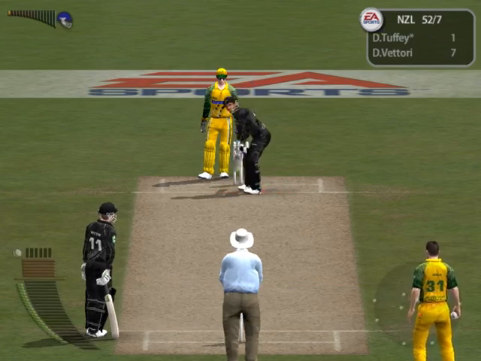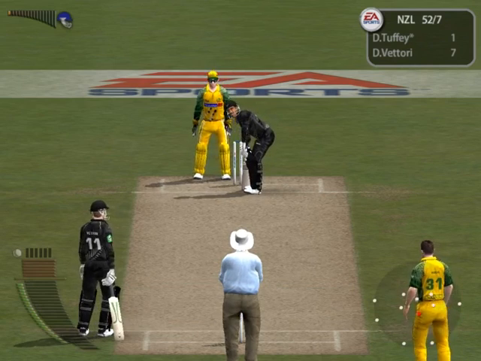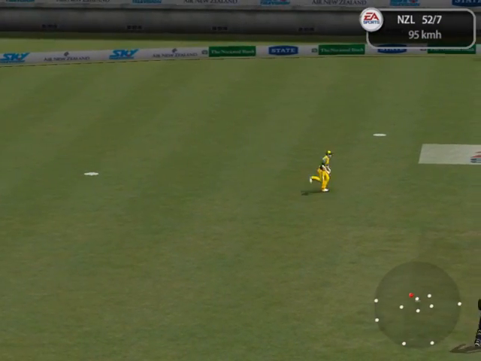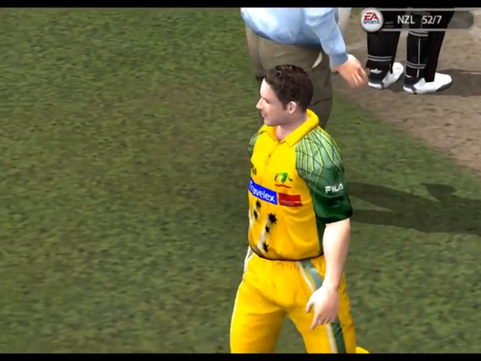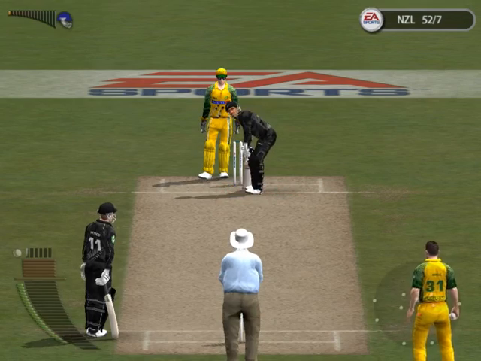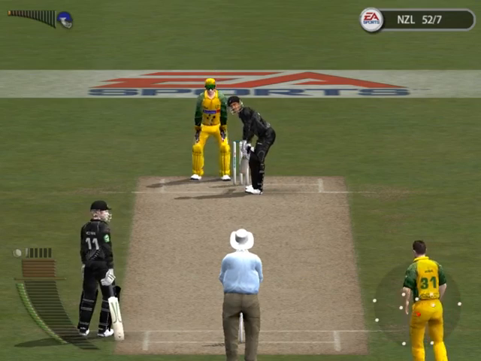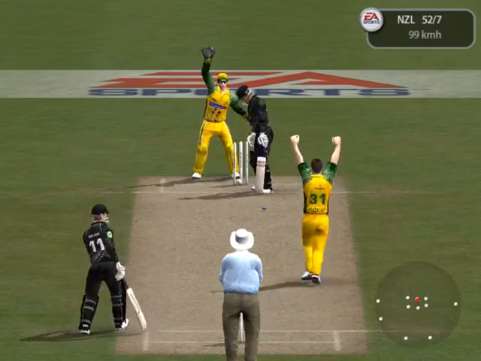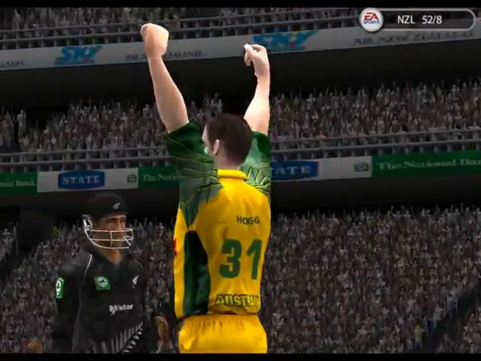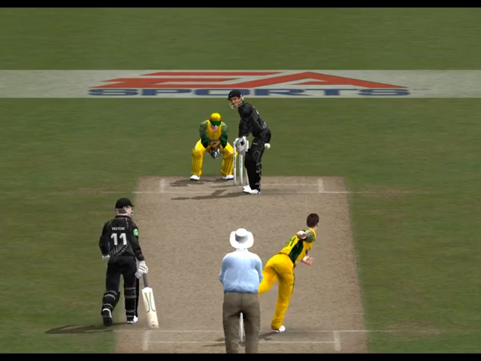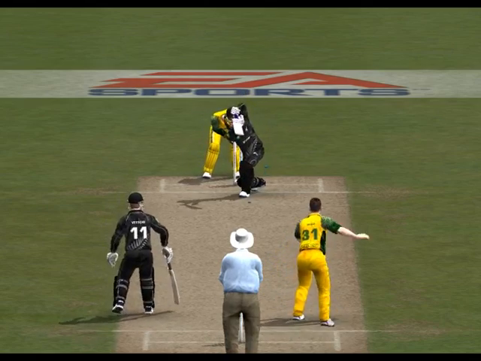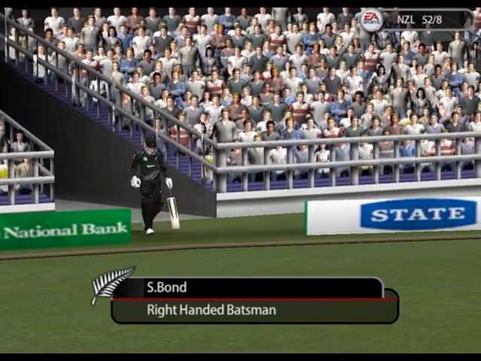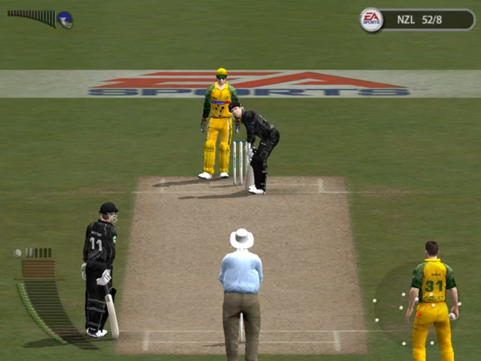Tuffy is now facing. Just 4 runs needed for victory. Tuffy waiting at the striker's end. Hogg got him. He got everything wrong there and played all around the straight. Hogg gets his first wicket. This was how the wicket fell. Bond is the new batsman. Hogg, the ball to Bond.